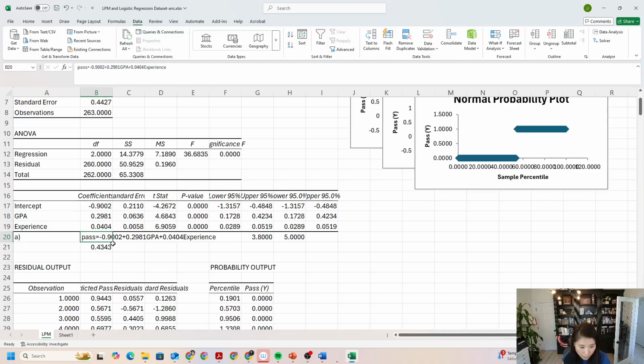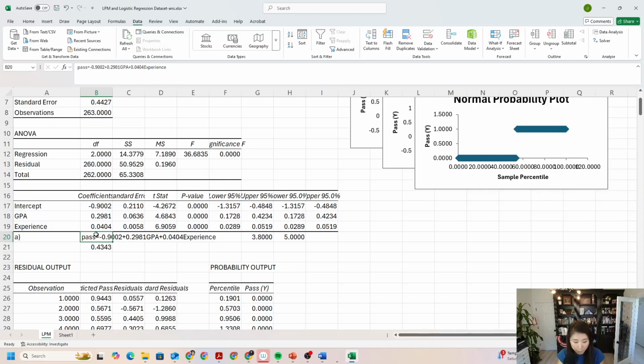The pass equals negative 0.9002 plus 0.2981 times GPA plus 0.0404 times experience. So to answer the question, given the GPA is 3, how low can the experience be before the pass probability becomes negative, and similarly, what is the minimum experience you have so that the probability becomes larger than 1, given the GPA equal to 3.